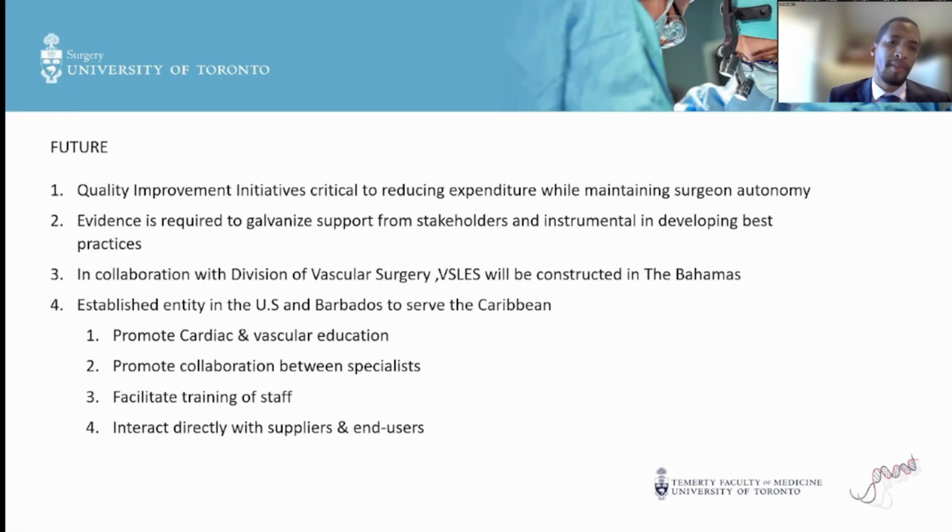Definitely in collaboration with the Division of Vascular Surgery in Toronto, we intend to create some vascular surgeon-led endovascular suites right here in the Bahamas. This research has also prompted me to create an entity to promote cardiovascular education, promote collaboration between specialists, and facilitate training of staff. I'm hoping that we can get some vascular trained nurses and other healthcare professionals, and also to interact directly with suppliers and end users to make sure that we have the best care for our patients.